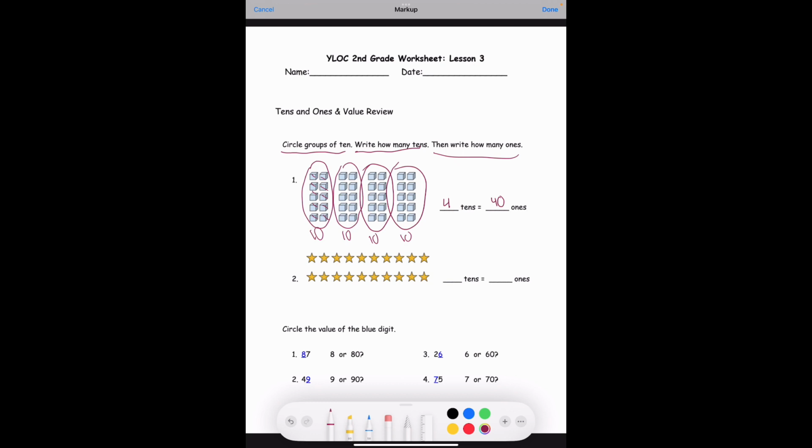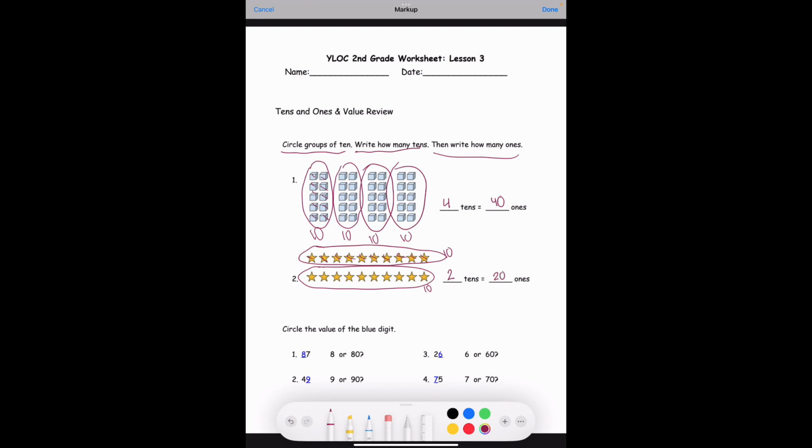Let's try number 2. Let's count the stars. There's 1, 2, 3, 4, 5, 6, 7, 8, 9, 10 stars right there. So we're going to circle that group, and this group also has 10 stars. So there's 10 right here and 10 right here, and we circled 2 groups, so there's 2 tens, and 10 plus 10 equals 20, so there's 20 ones.